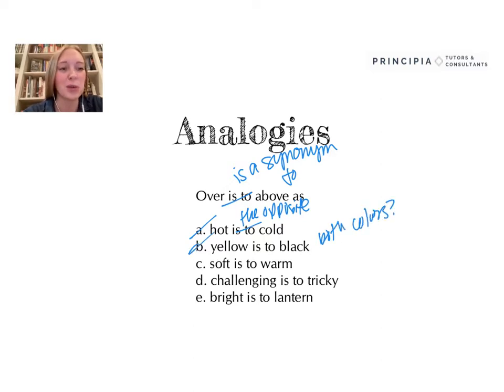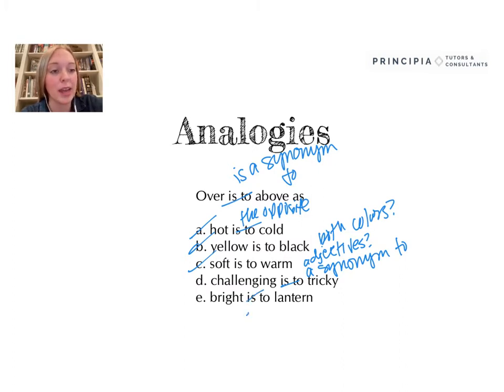So we can automatically eliminate that one. C, soft is to warm. These are both just adjectives. So again, not a great fit. D, challenging is to tricky. Well, for this one, challenging is a synonym to tricky. So that seems like a good sign. And then finally, E, bright is to lantern. Well, bright just describes a lantern. So that obviously shows us that D is our strongest answer.